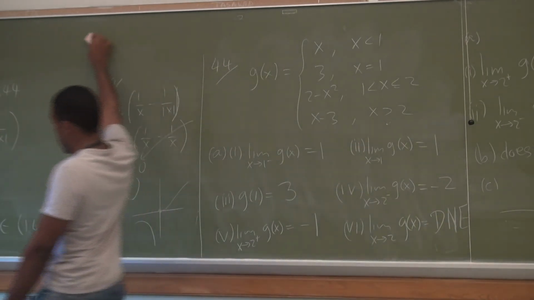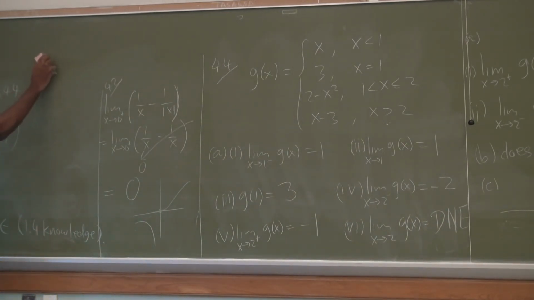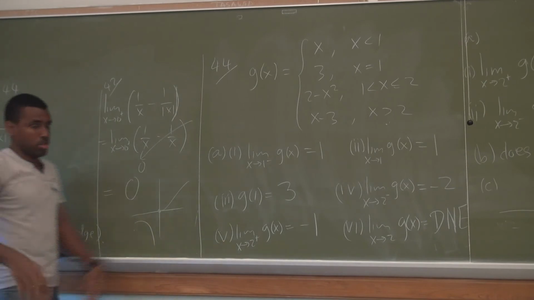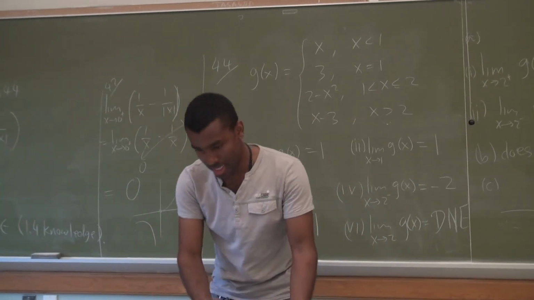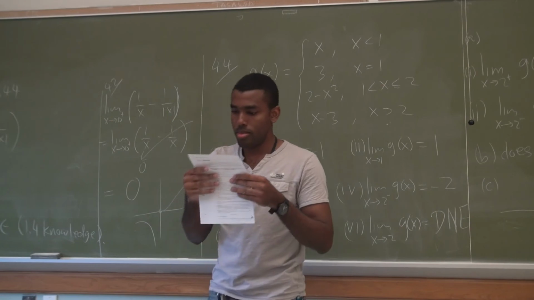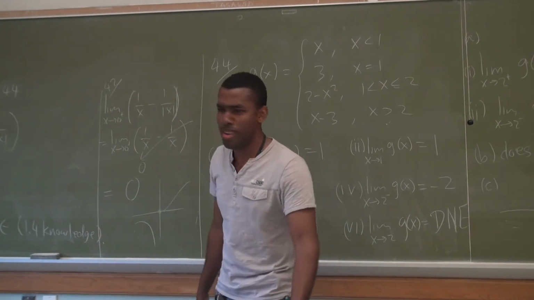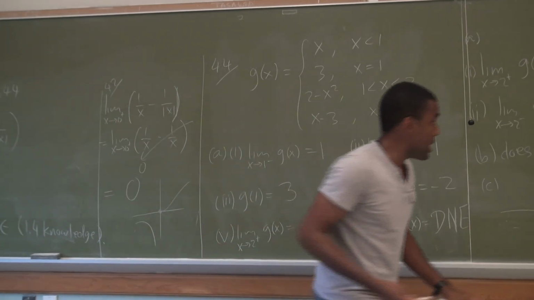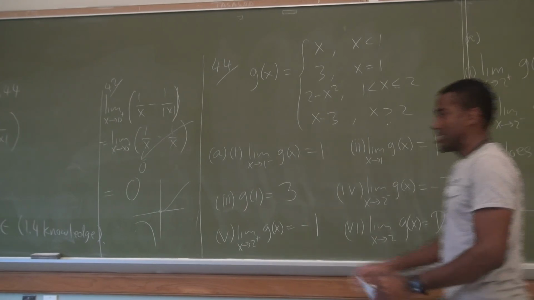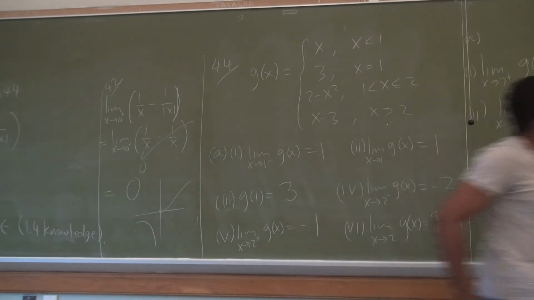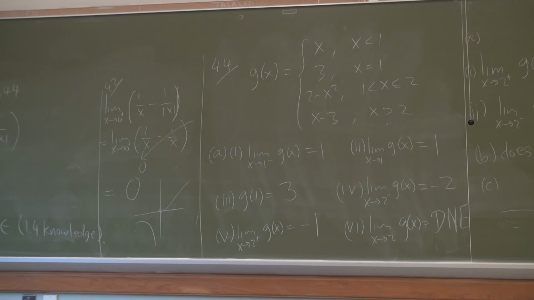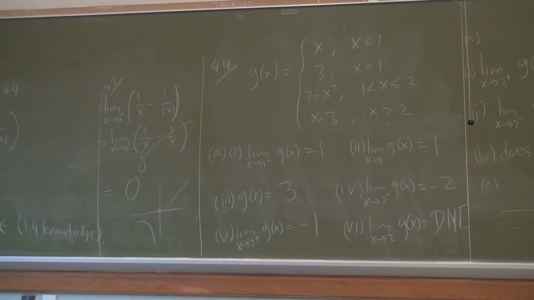Take out your scrap paper. What? 55. Oh yeah, it's 1/2. 55 is 1/2. How do you get 1/2? Multiply by 1 over sine theta.